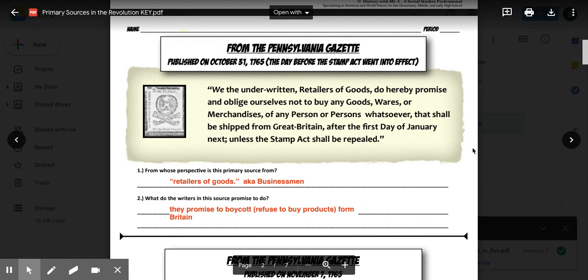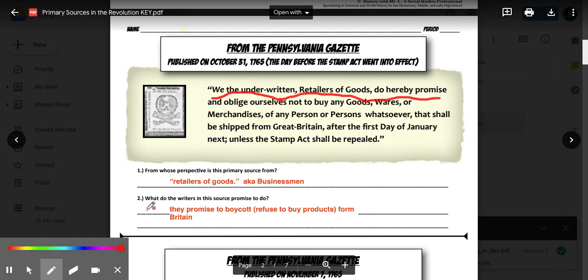All right, let's move on to the next primary source. It's from a newspaper called the Pennsylvania Gazette. So it says, from whose perspective is the primary source from? It says retailers of goods, also known as businessmen. So how do we know that? It's written right in the first sentence here. It says, we, the underwritten retailers of goods, do hereby promise.